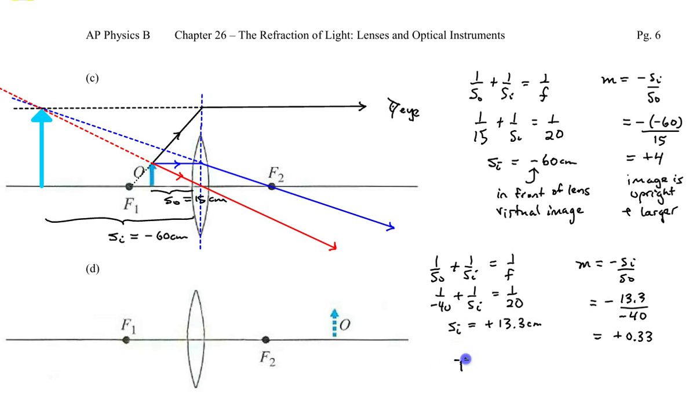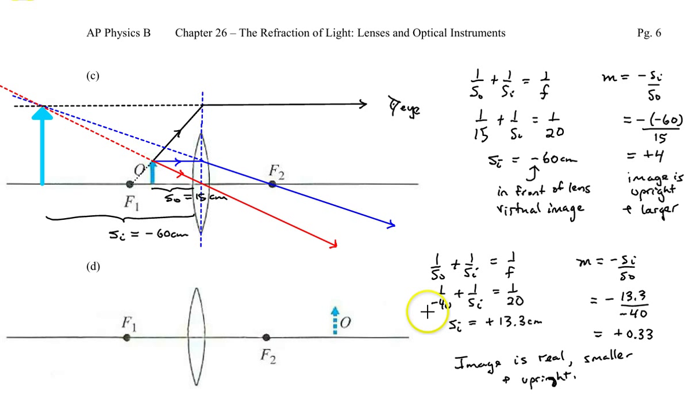So this tells us that the image mathematically is real, smaller, and upright when you compare it to the virtual object. And so now we're going to consider a virtual object. That's an object that is located on the other side of the lens here and is not a real object.